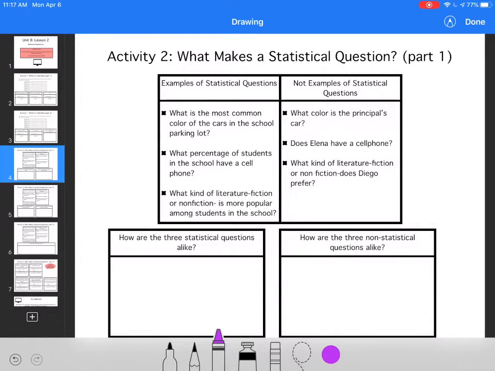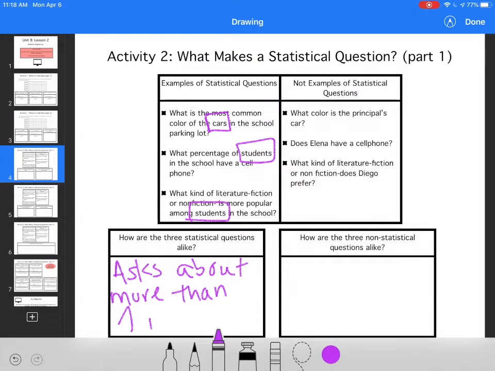So how are the statistical questions alike? Well, they're asking about lots of different people because it says among students. It's asking students and it's asking cars. So it's asking about more than one. So how are they alike? It asks about more than one person.